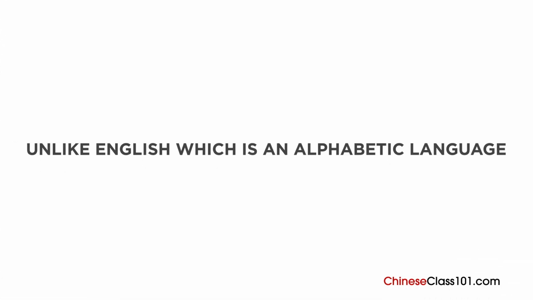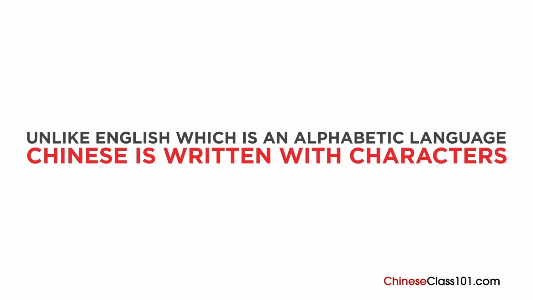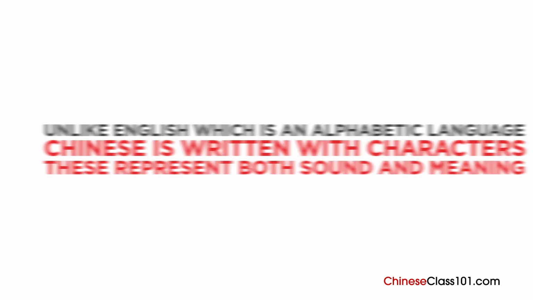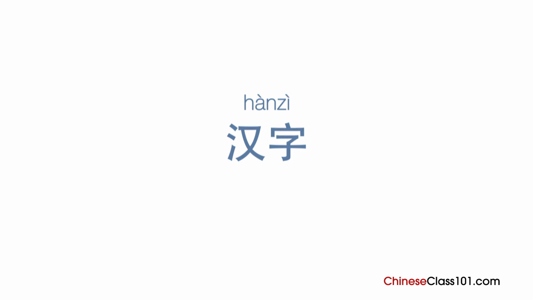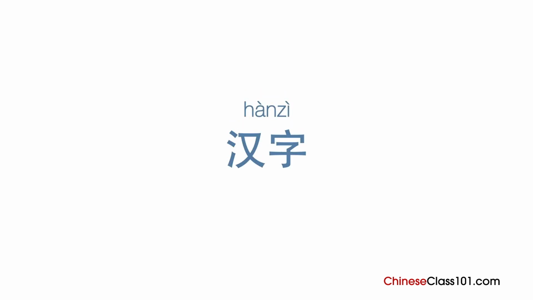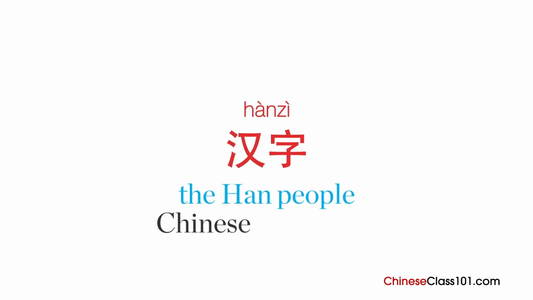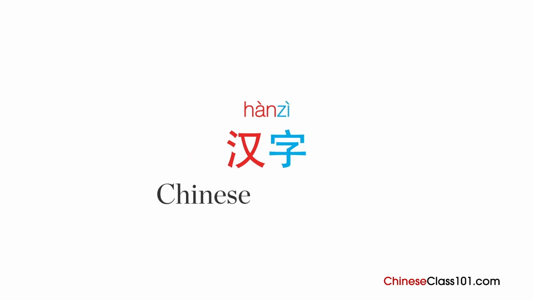Unlike English, which is an alphabetic language, Chinese is written with characters. These represent both sound and meaning. Each Hanzi has one syllable. One or more syllables make up a word. So in Chinese, a word can be made up of one or more Hanzi. For example, the word Hanzi is made of two syllables. The first one, Han, means Chinese, or the Han people, which is a majority ethnic group in China. The second syllable, Zi, means word. So Han and Zi together means Chinese characters.